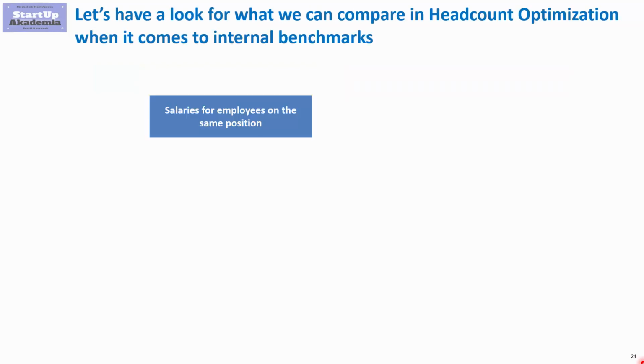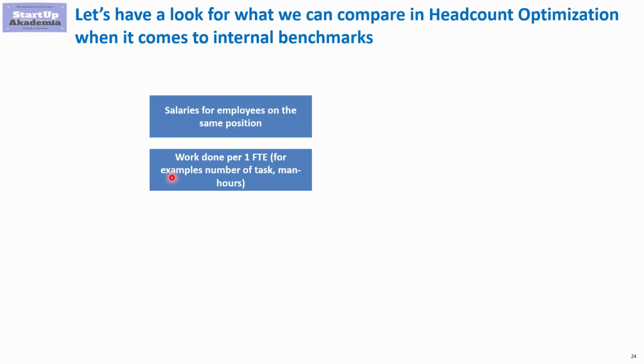When it comes to internal ones, we can, for example, compare salaries for employees on the same position, working in different departments or even in the same department, or between factories or between sites, stores, depending on the industry in which the company works. We can, in a similar manner, also compare work done per one person. It can be expressed in the number of tasks performed per one person or man hours. And we will have an example of that later on. So this can be done within a specific department, or you can compare departments that are roughly similar in nature. This type of benchmarks works very well for the head office and the back office.